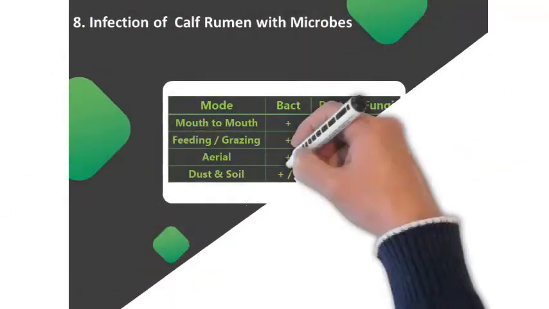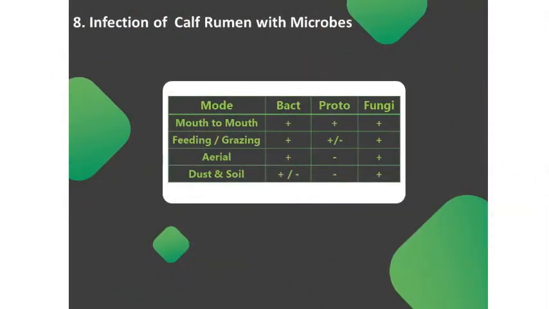Infection of calf rumen with microbes. Mouth-to-mouth contact, feeding and grazing together, aerial and dust contamination may cause infection of bacteria and fungi from adult animals to the younger ones. But in the case of protozoa, mouth-to-mouth contact, feeding and grazing together might be the reason for infection of protozoa into the rumen.